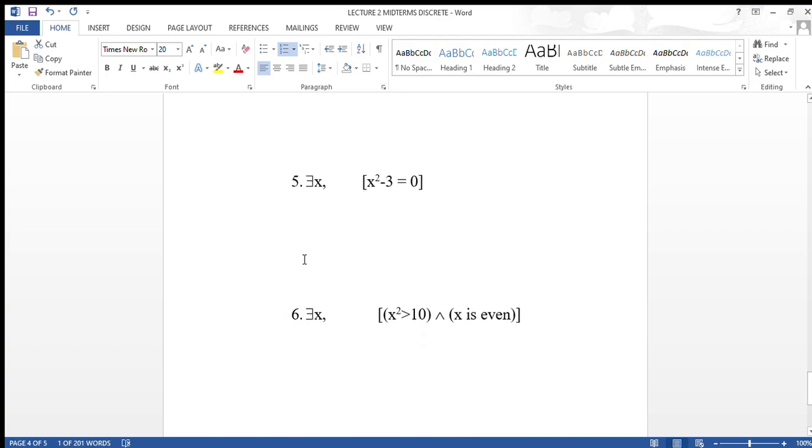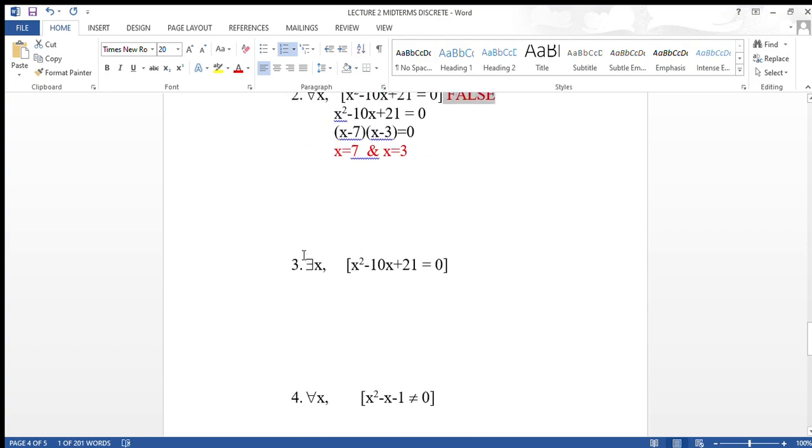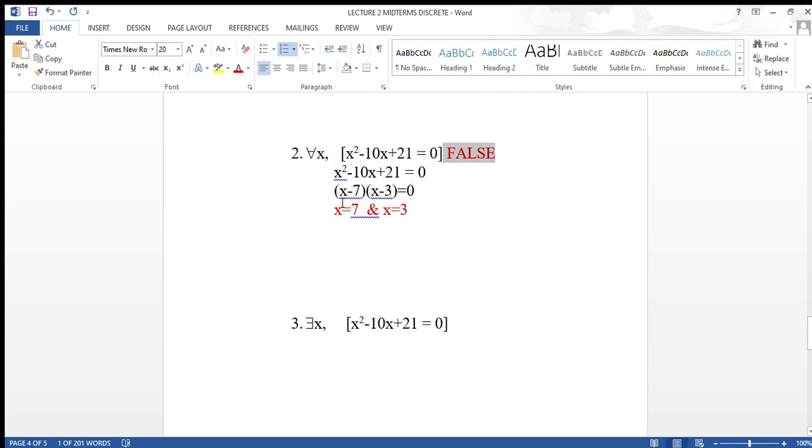How about number 3? So to make this true, we can change the quantifier. There exists an integer such that an integer will satisfy this. We have seen here that there are two integers that will satisfy. Remember, when we use there exists, we just need one. One value of x, one value of an integer that will satisfy this. Since we have found two possible values from the previous problem, therefore, the truth value of this will be true.